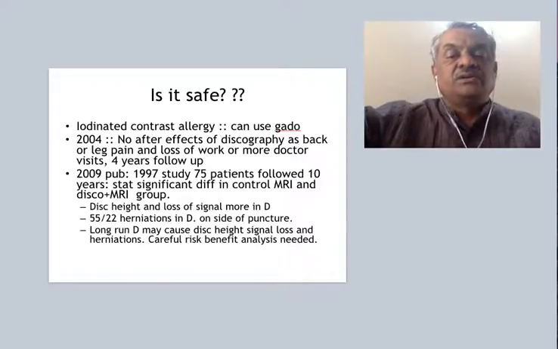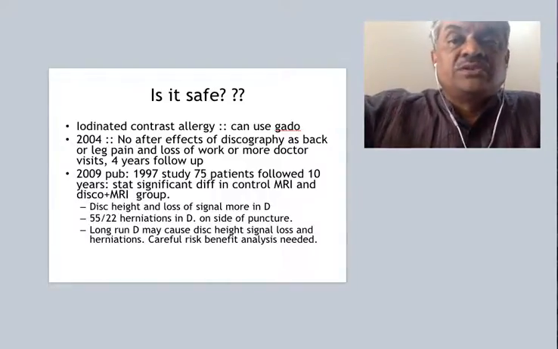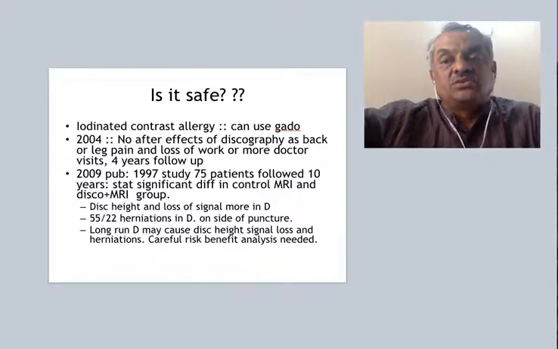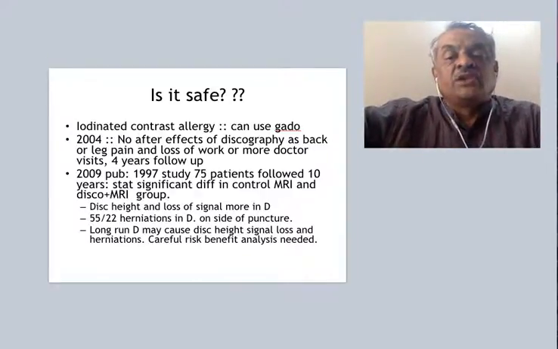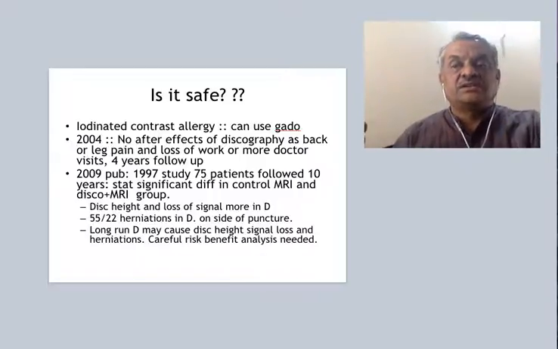Herniations on the side of puncture numbered 22 out of 55 of these people. So maybe the puncturing of the annulus in the act of discogram may be weakening the annulus and maybe aiding the herniation of the nucleus over a period of time. In the long run, discography may cause disc height and signal loss and herniations, and careful risk-benefit analysis is essential in these cases.